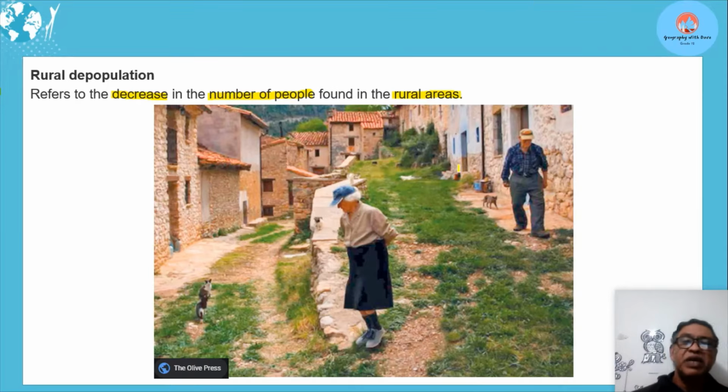We can see here, I've taken this photograph. Most probably lots of the young people are gone. So we see there's just two people here, indicating that there's not many people in this rural area. So the numbers are decreasing. In fact, just as a joke, there seems to be more animals than people here. So let's go on.